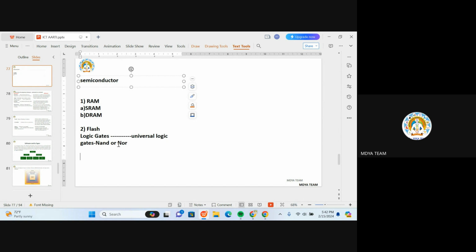Flash memories are made up of logic gates. Logic gates are made up of the universal logic gates, that is NAND or NOR. Which devices are flash memories? Flash memories are also made up of semiconductor, but these are called flash memories because they are made up of logic gates. What devices are they? SSD, as we told, and pen drive, as we used.